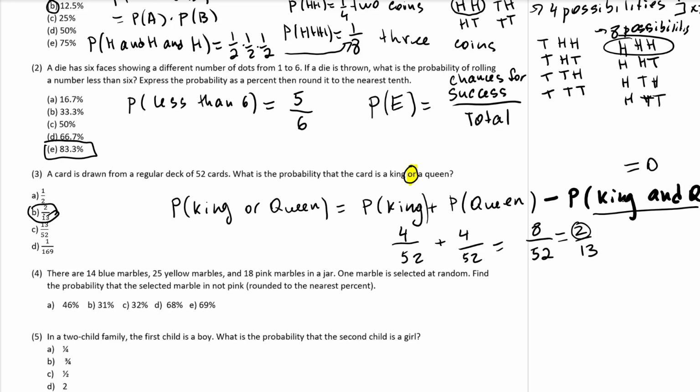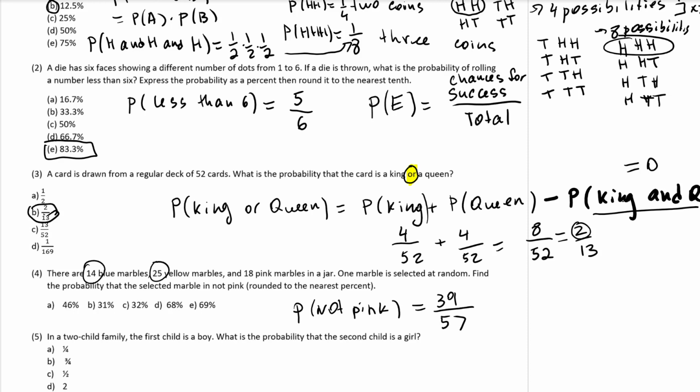Let's move on. Question 4. There are 14 blue marbles, 25 yellow, and 18 pink. One marble is selected at random. Find the probability that the selected marble is not pink. This is a classical event. There's only one marble that we're looking at, so we just simply need to count our successes. So not pink. How many not pink marbles do we have? Well, it's 25 and 14, yellow and blue, so that gives us 39 out of the total of 57.